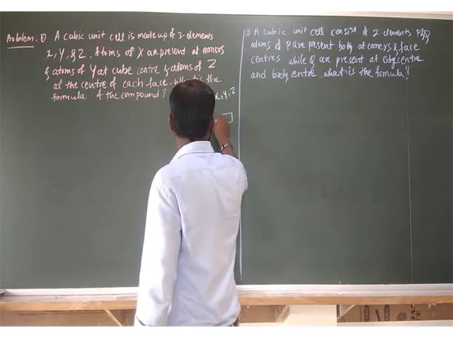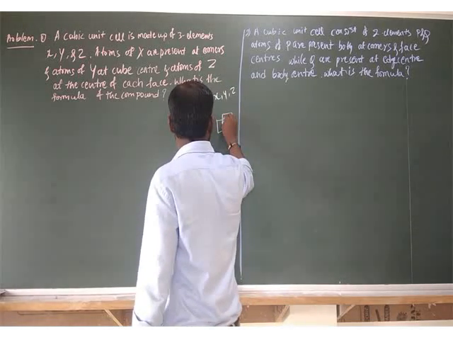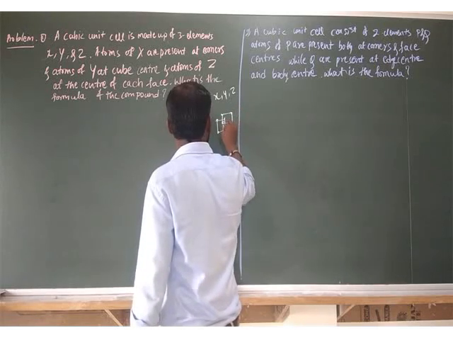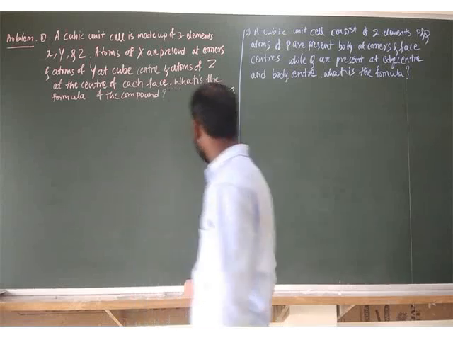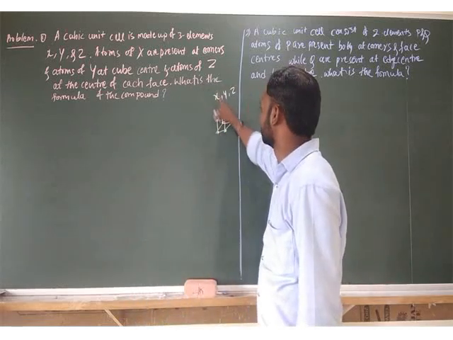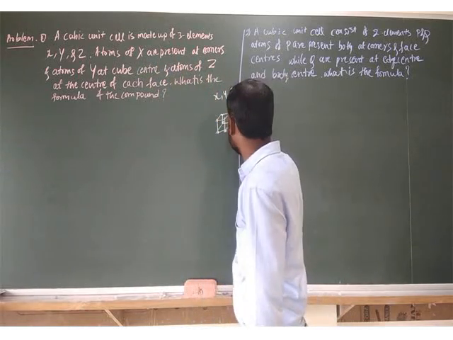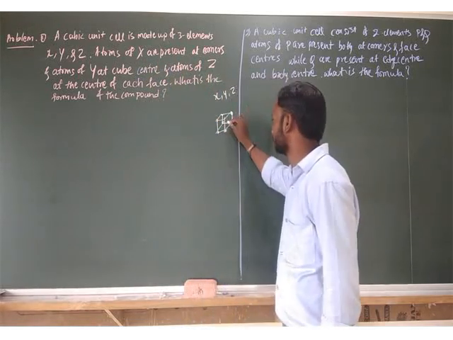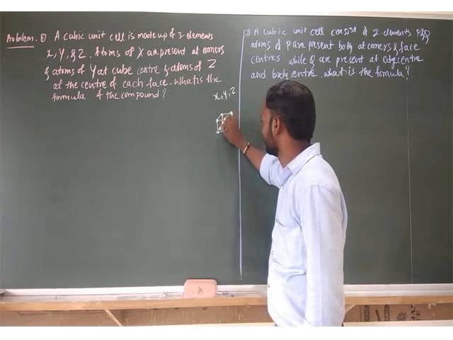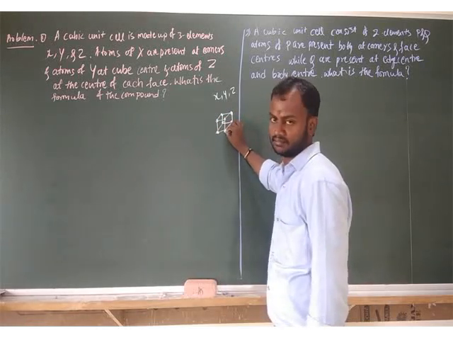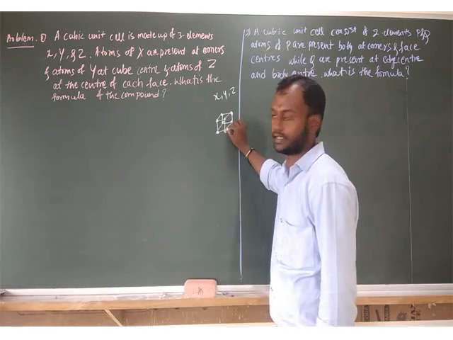These are the points. In this, this is the unit cell. So atoms of X are present at the corners. Whatever the corner points are, they are lattice points. So these lattice points are X atoms.